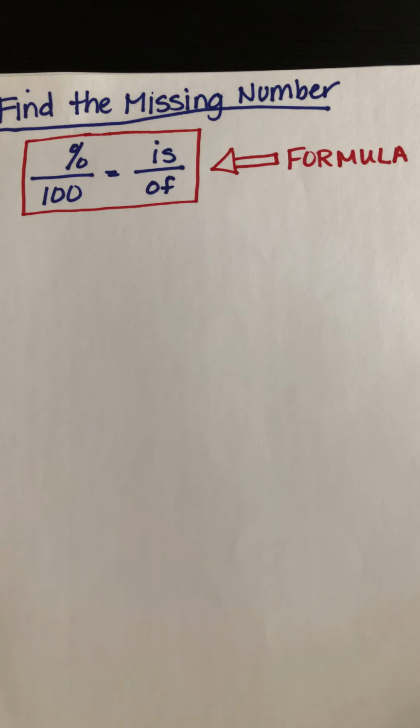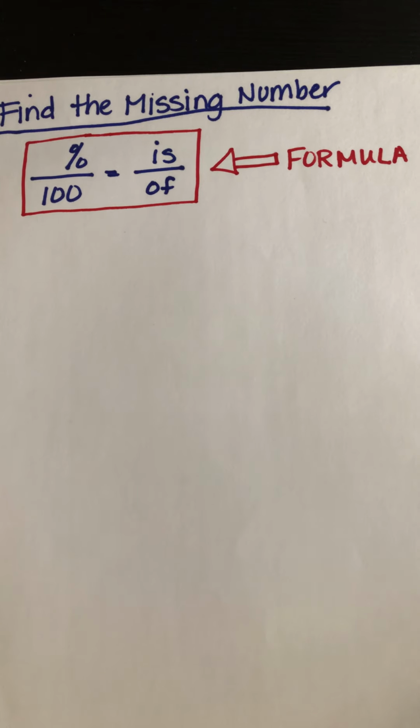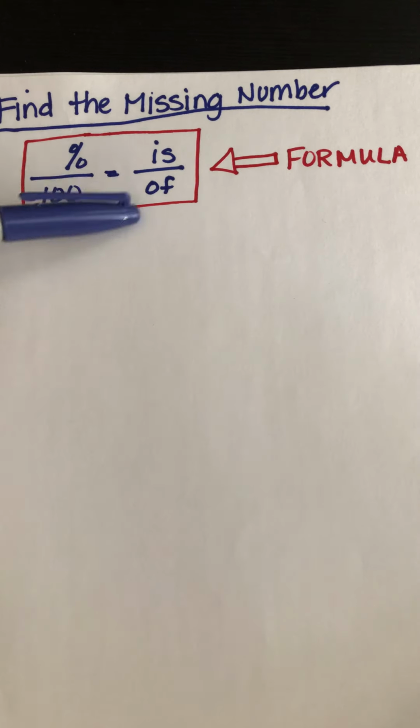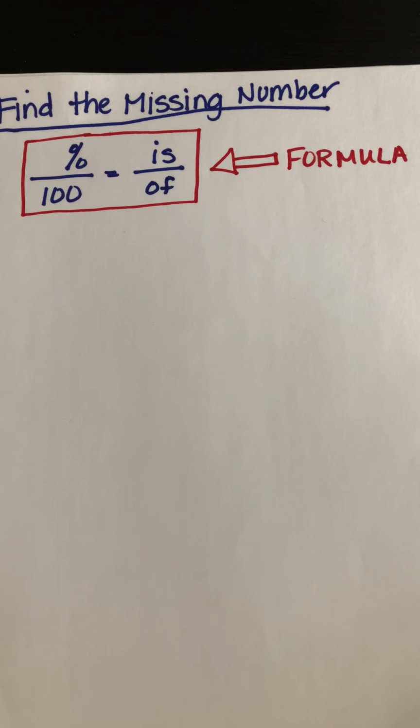Today we're going to learn how to find a missing number. But before we start out, I want you to take time to title the top of your next page in your math journal "Find the Missing Number," and title your table of contents "Find the Missing Number." And then please go ahead and copy down this formula: percent over 100 equals is over of. Pause now and write this down.